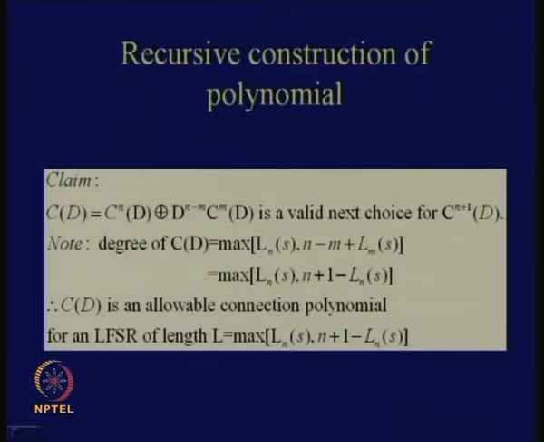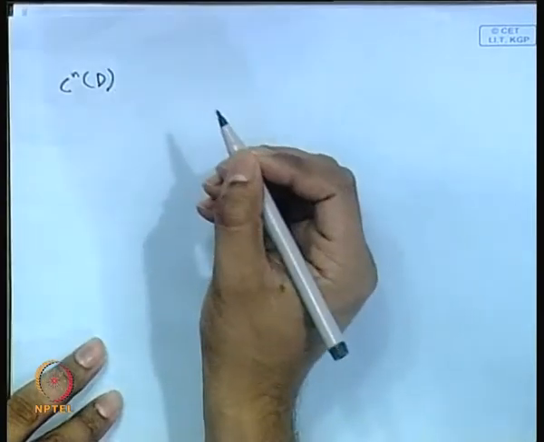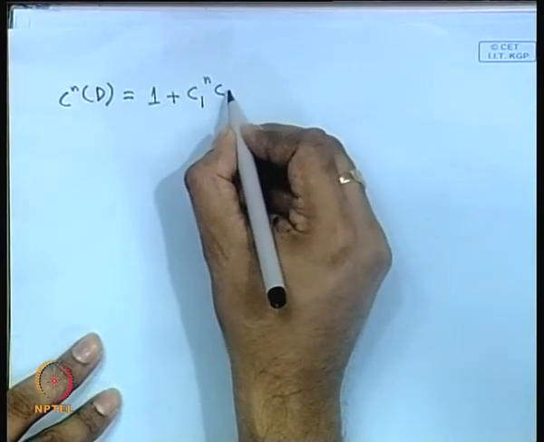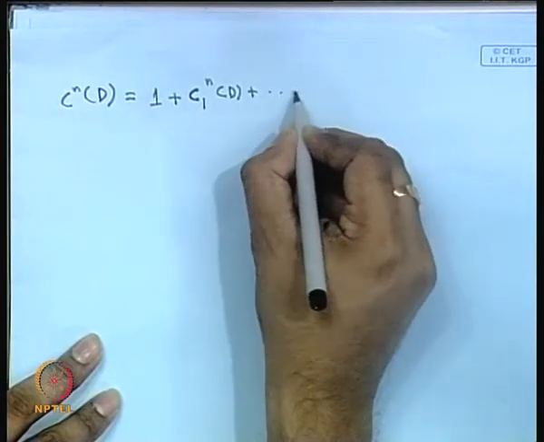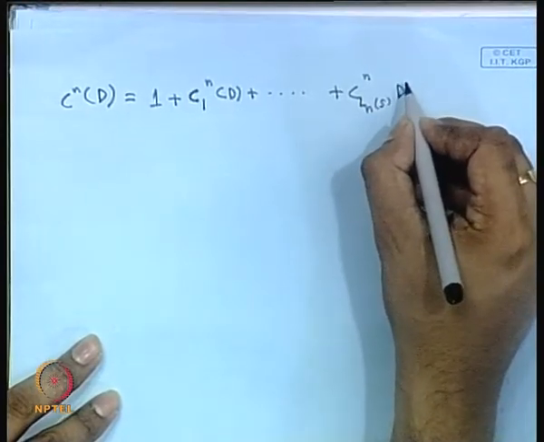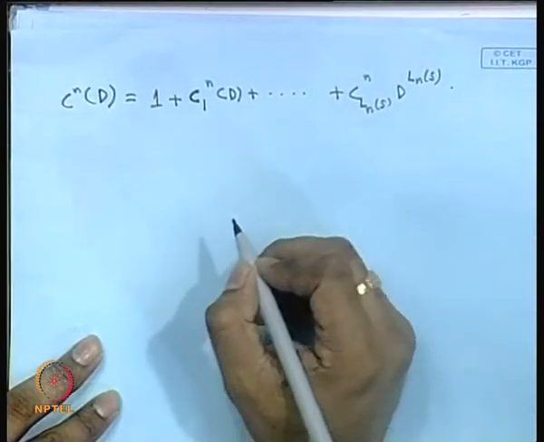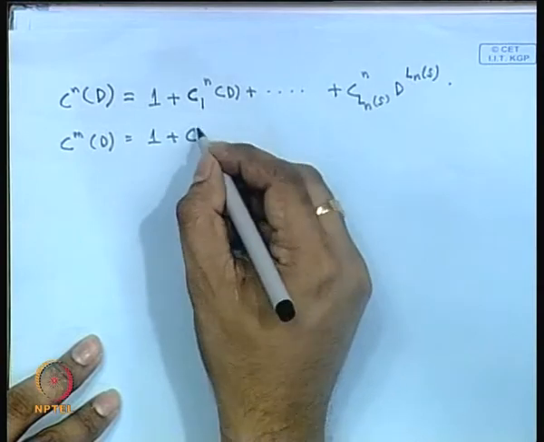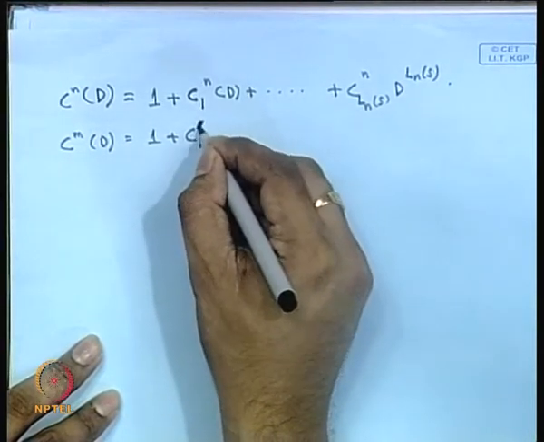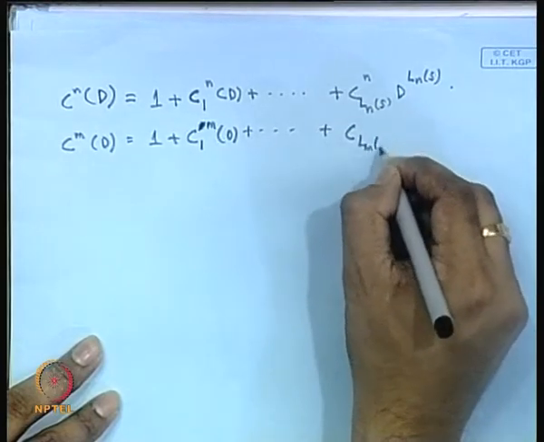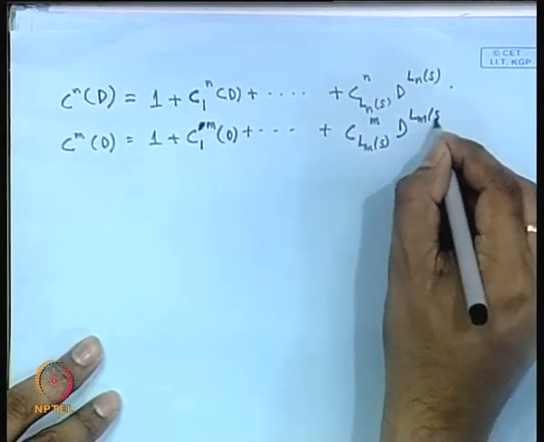Right. So, in order to understand this, let us observe the value of C n D. What was C n D equal to? It was equal to 1 plus c 1 n D, this is a small c, plus so on till c l n s n D to the power of l n s. And what was C m D equal to? 1 plus c 1 m D plus till c l m s m D to the power of l m s.